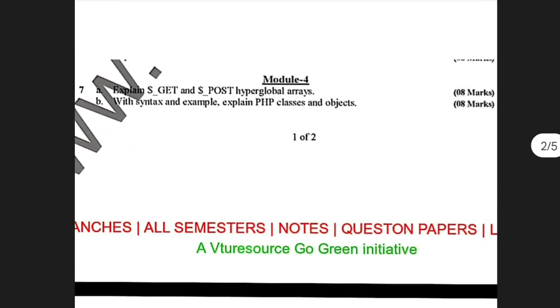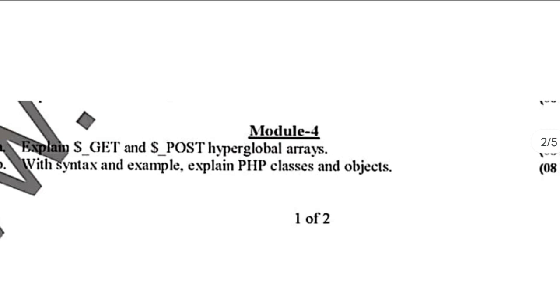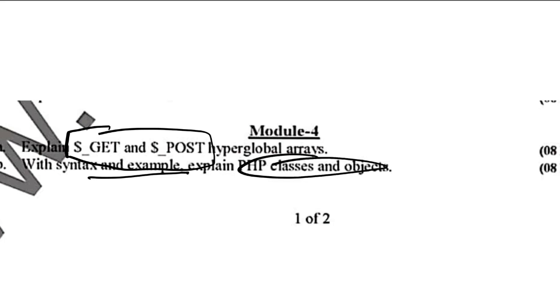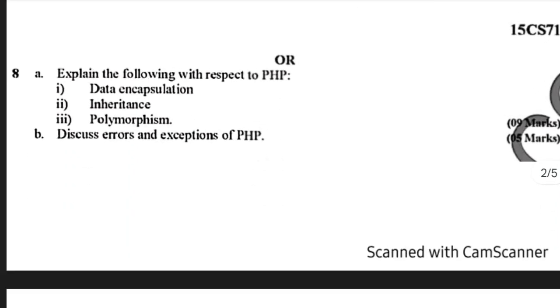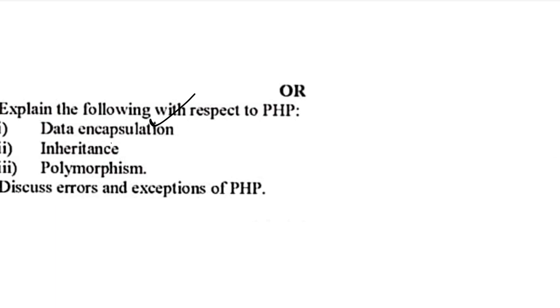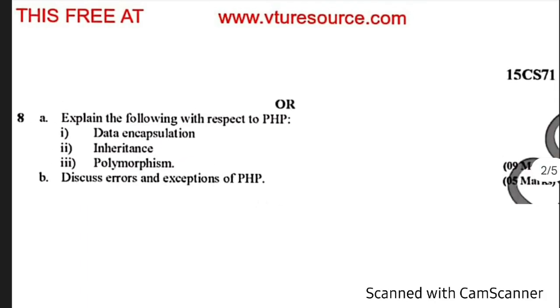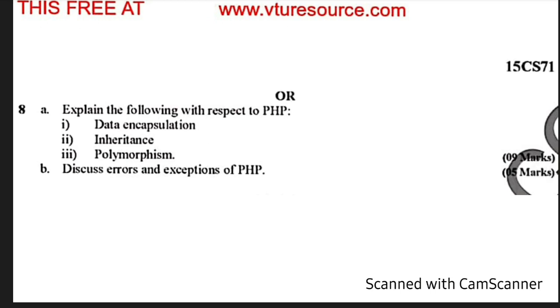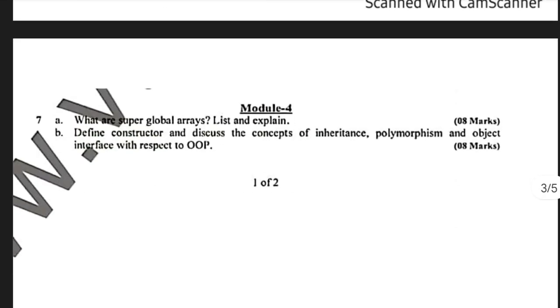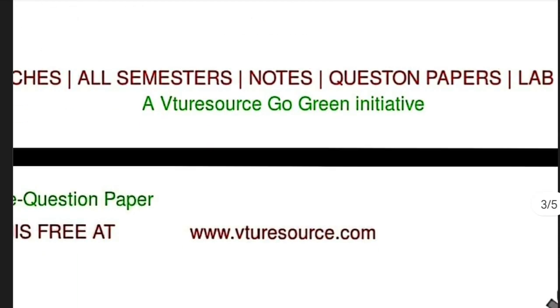Okay, so these are the previous year questions. From the first chapter: GET and POST. You need to know the syntax and example of PHP class and objects. This is from the second chapter: explain the following with respect to PHP: data encapsulation, inheritance and polymorphism. This comes from the second chapter. Error and exceptions come in the third chapter. And what are the superglobal arrays, first chapter. Constructor and concepts of inheritance, polymorphism, object interface with respect to OOP, this is the second chapter.